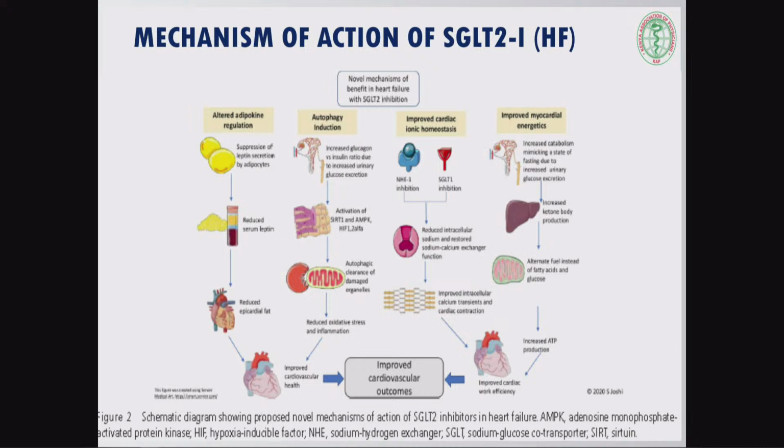and inflammation. SGLT2 inhibitors will also improve your cardiac ionic homeostasis, and with that, again, you find it will eventually increase your calcium transport and will improve your cardiac contraction. And then you have improved myocardial energetics. And what happens is that you have increased production of the ketones. And with that, you find that it's a better alternate fuel for the heart and will increase your ATP production and have improved cardiac work efficacy.